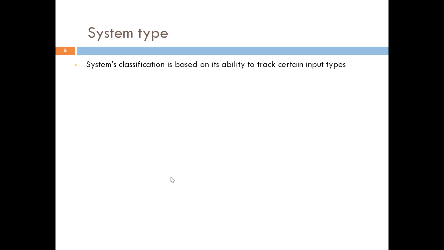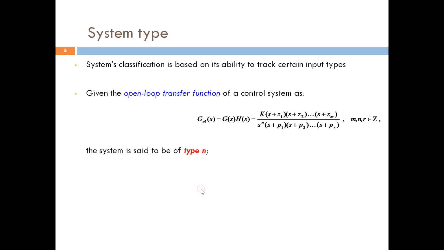So this more concretely is determined based on the open loop transfer function of the system. So what we see here is the open loop transfer function of the system that is expressed in a factored form, which means the numerator polynomial is factored into zeros, and the denominator polynomial is also factored into poles.